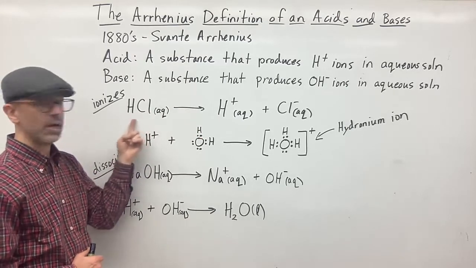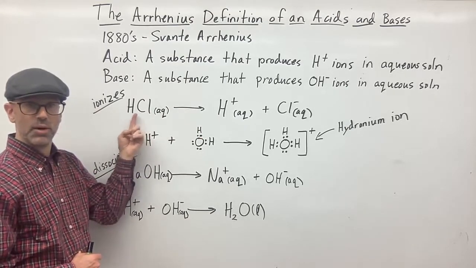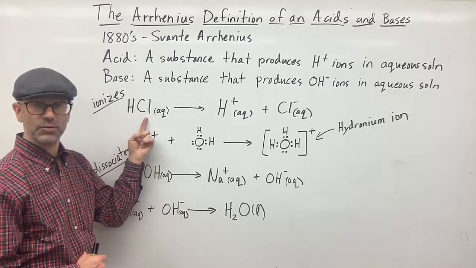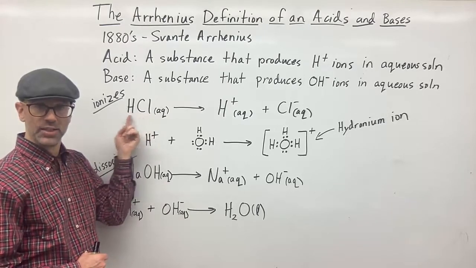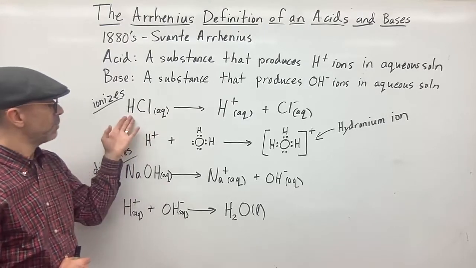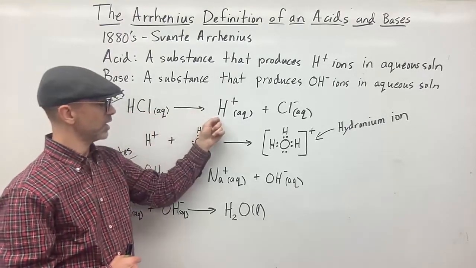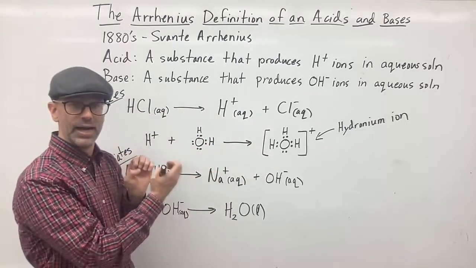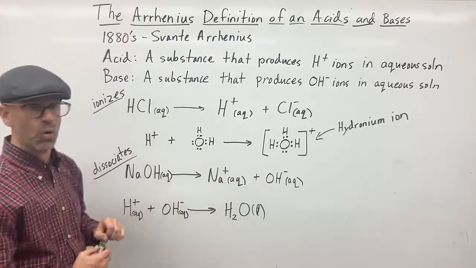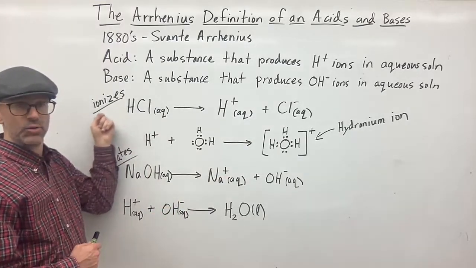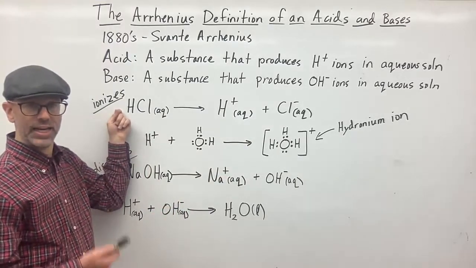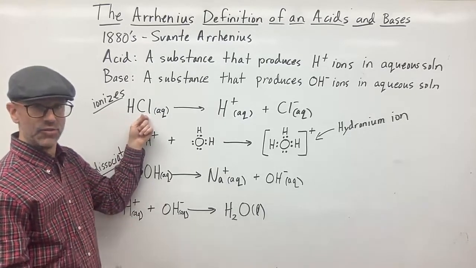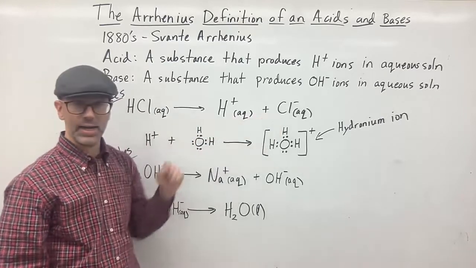So this is a molecule, where the hydrogen is bonded to the chlorine to form a molecule. It's a covalent bond between them. But when you put it in water, the hydrogen and the chlorine will separate to form the ions. So you get ions when they go into water. When we talk about this, we use the word ionize. So the HCl will ionize in water to form ions.